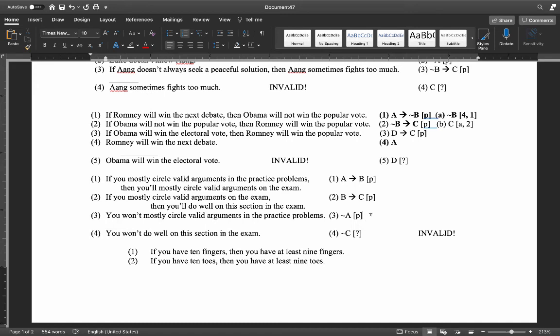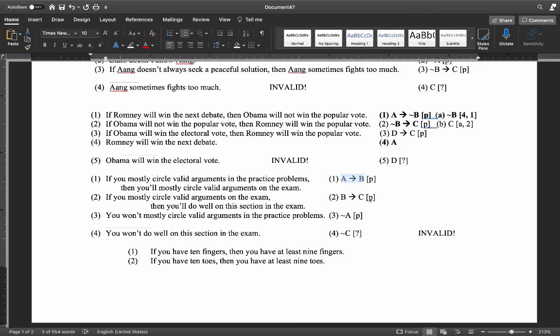So let's look at this. Here we have, if you do well on the practice exam, then you do well on the actual exam. And down here we have, you don't do well on the practice exam. From that, it does not follow that you won't do well on the actual exam, because maybe you could do well on the actual exam even though you didn't do well on the practice exam. And that's true even if doing well on the practice exam guarantees doing well on the actual exam. So not A combined with A then B does not give you not B.